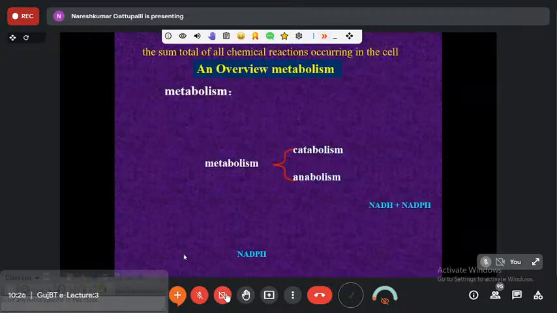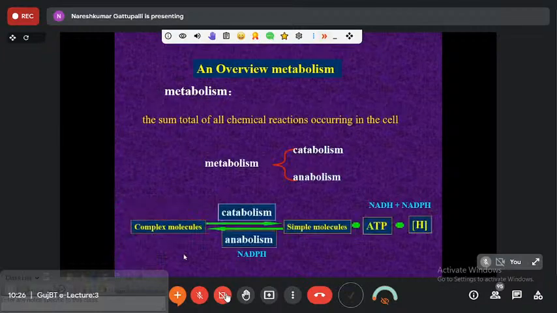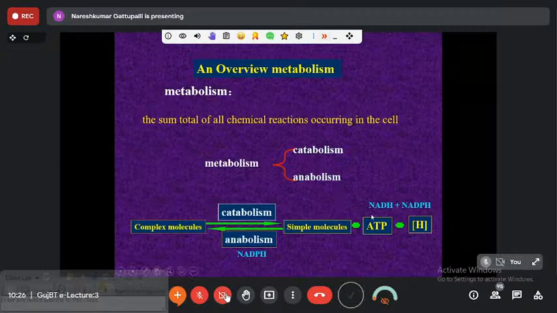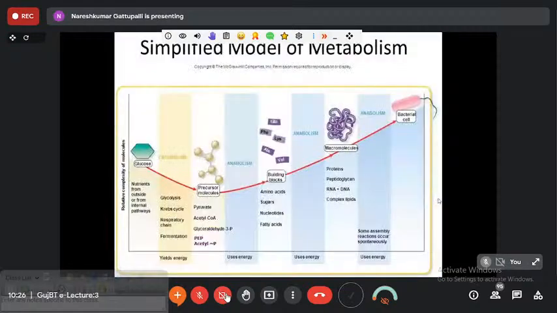So the overview of metabolism is that complex molecules are converted into simple molecules by catabolism, and simple molecules again generate cellular constituents utilizing NADPH. And in catabolism, you are generating proton-motive force and ATP, and simultaneously you are generating NADH and NADPH, which are the intermediates responsible for the process.